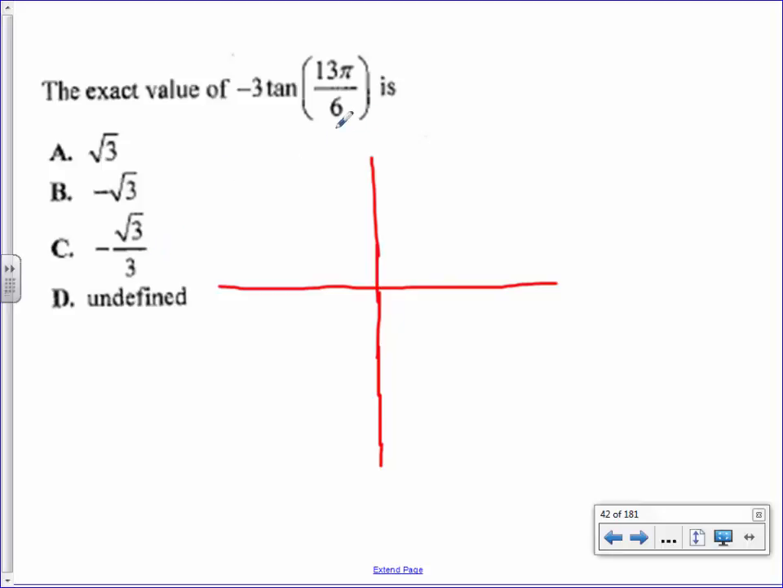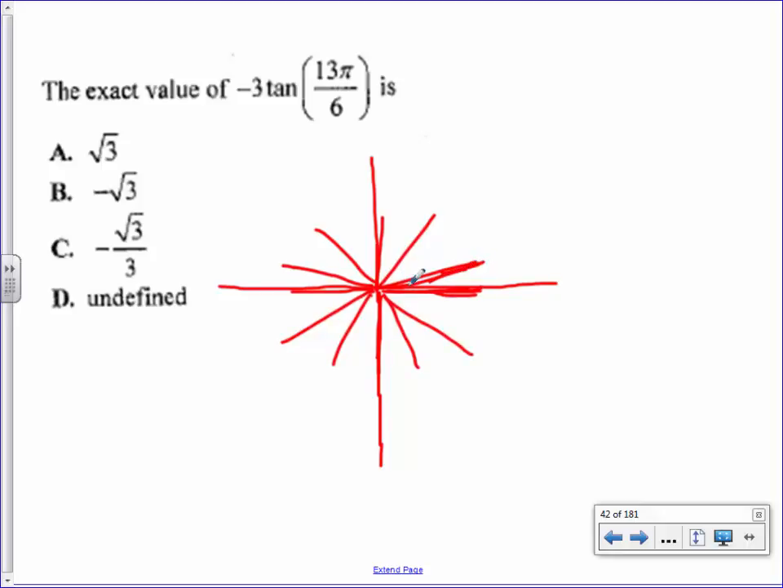So, where the heck does 13 pi over 6 go? Well, I'm going to start counting out sixths. Here's 1/6, 2/6, 3/6, 4/6, 5/6, 6/6, 7/6, 8/6, 9/6, 10/6, 11/6, 12/6 is back to start. So 13/6 is all the way around the circle and is back in quadrant 1 again. That's where 13/6 lies.